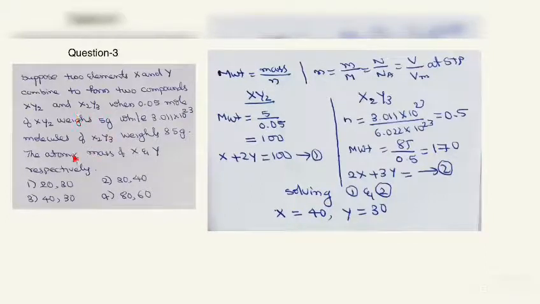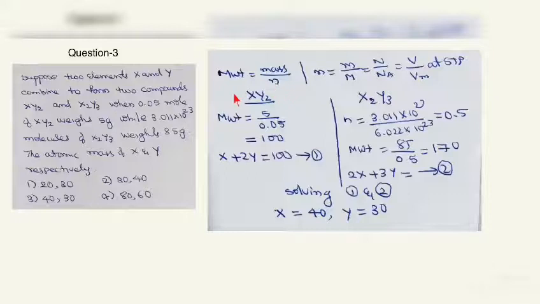So here we have to find the atomic mass of X and Y. In order to find the atomic mass, we have to know the molecular weights of XY2 and X2Y3. Generally, we know the formulas: number of moles is equal to mass by molar mass, number of particles by Avogadro number, volume by molar volume at STP. So by using these formulas, we can solve this question. Molecular weight equals mass by number of moles.